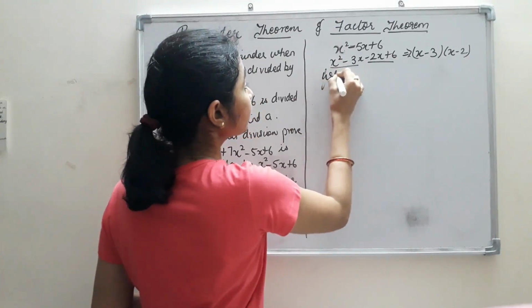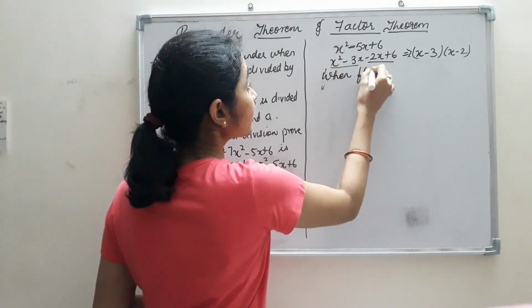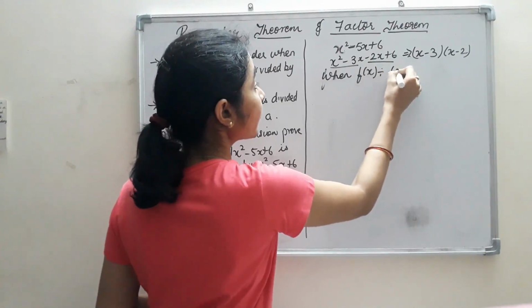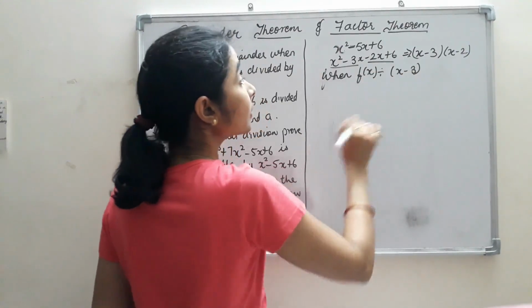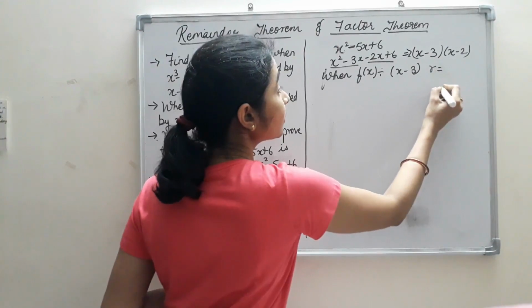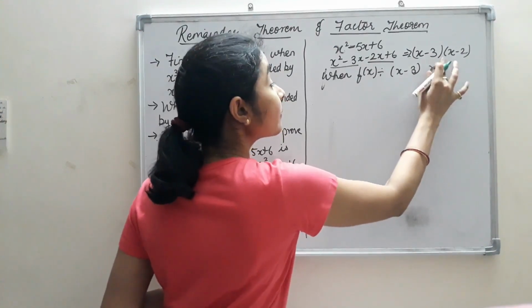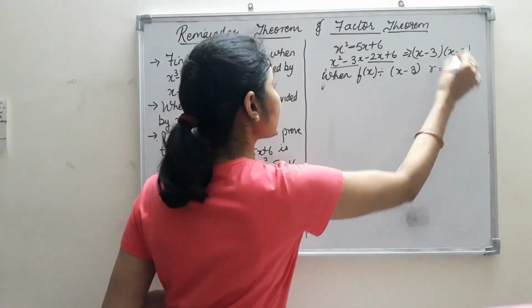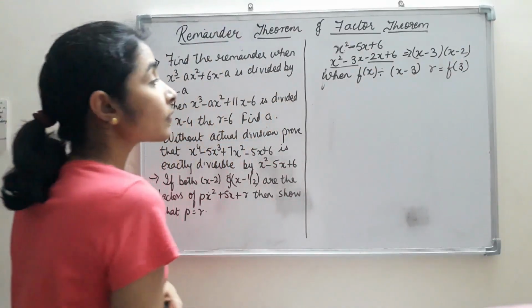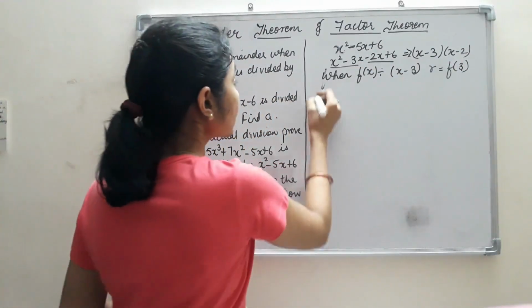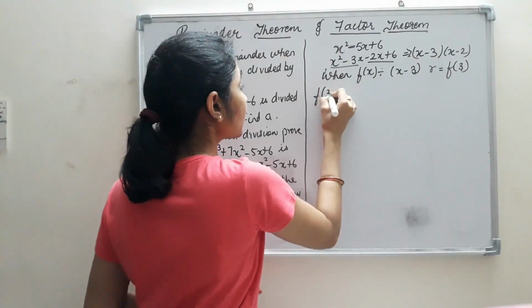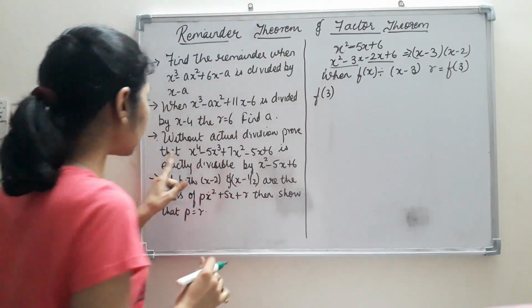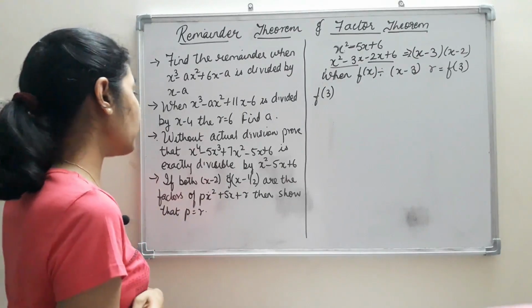when fx is divided by x minus 3, the remainder is equal to what will be the remainder? It will be the function of 3 here. Okay, now remainder is equal to function of 3. So function of 3, I won't write the polynomial again and again, I'll just substitute the value there.